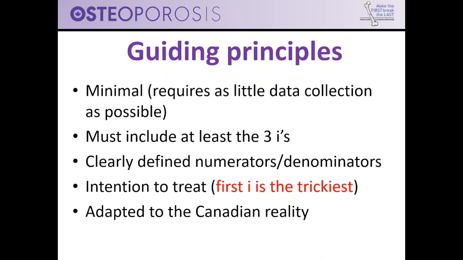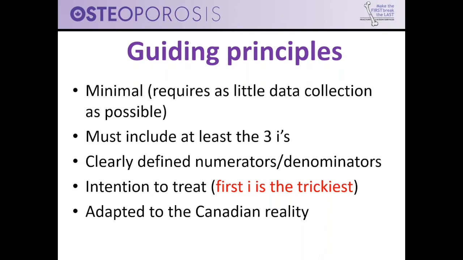So it was important that the data that we recommend be collected to measure these indicators should be as minimal as possible. It was also clearly identified that we needed to have indicators that would at least independently measure each of the 3 I's, that the numerators and denominators would be very clearly defined so that if it's measured at FLS A and it's measured at FLS B, we know that they're both comparable because they're both measuring the exact same thing.